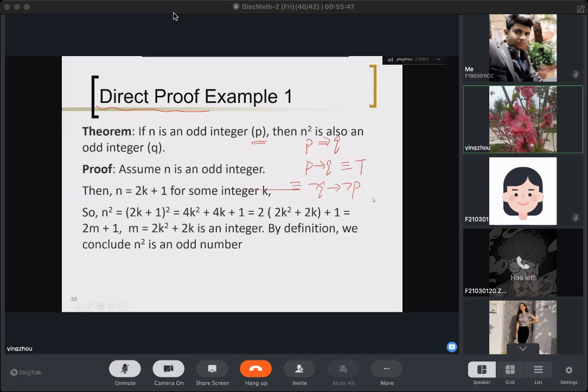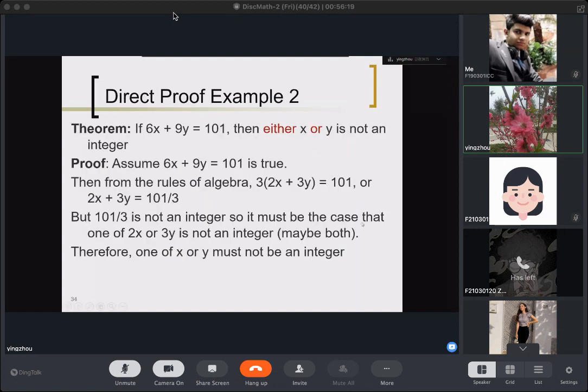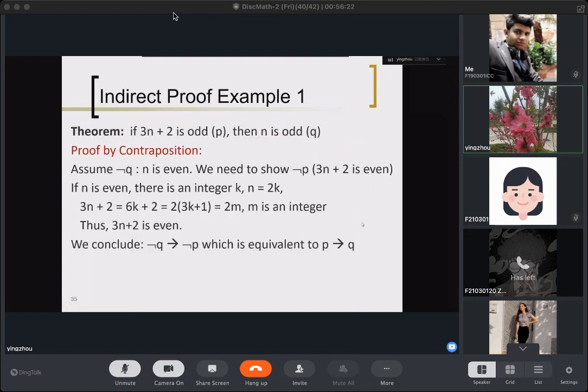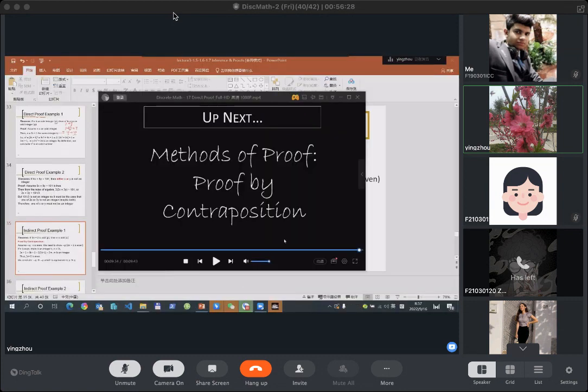Indirect proof means that we know that P implies Q is equivalent to not Q implies not P. So what does not Q mean? Q is our expected result, but now we assume not Q, and based on this not Q, we try to find not P. P is a condition, so not P means a contradiction in our condition statement. Okay, so that is the indirect proof. Now we show an example for this indirect proof.